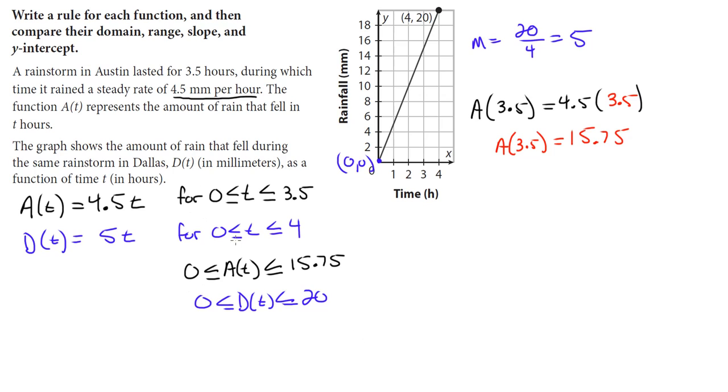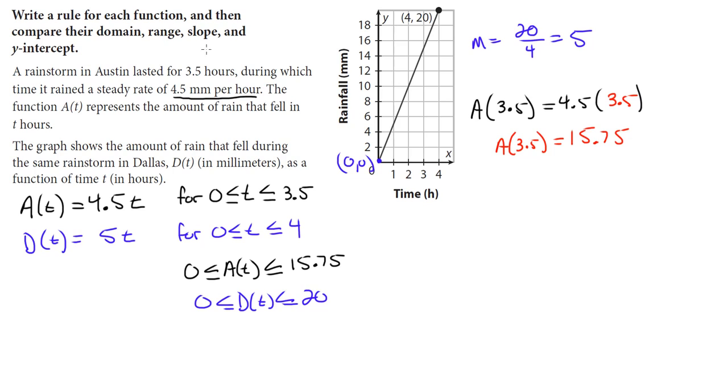Now we can go ahead and compare these. So we know that they have the same y-intercept. They both start at 0, and that just makes sense because before it starts raining, there's no rainfall. So they both begin at 0. We know about the domain. So Dallas has a different domain than Austin. Why? Because it rained longer in Dallas than it did in Austin. It rained for 4 hours in Dallas and only 3.5 hours in Austin.